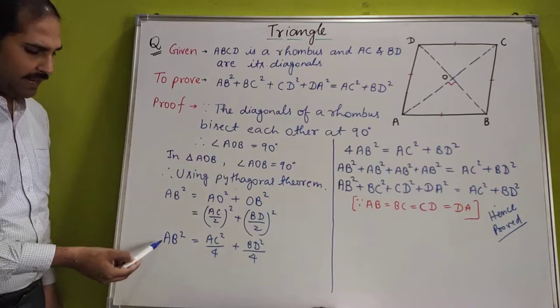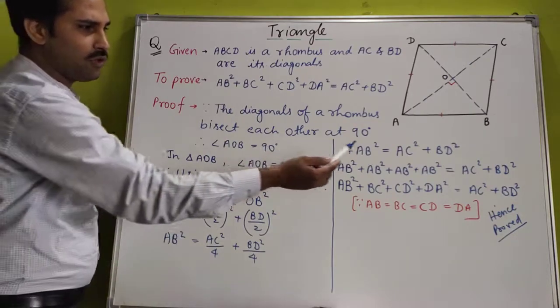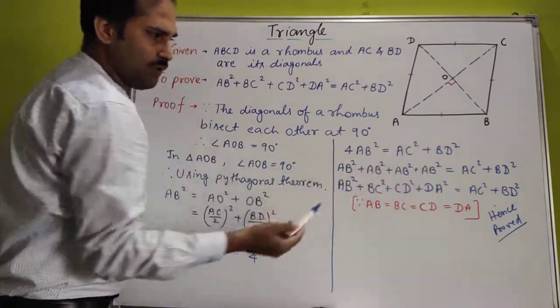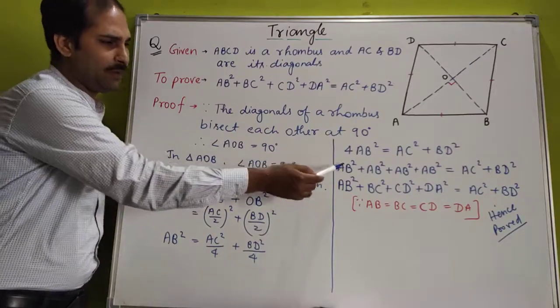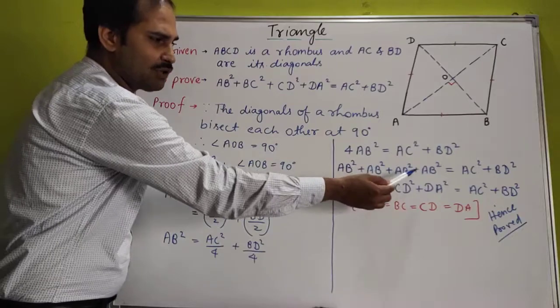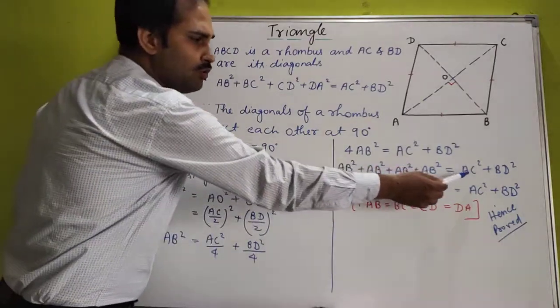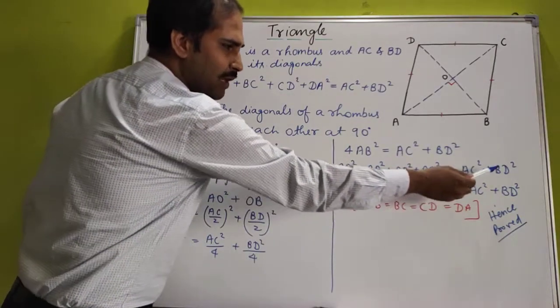And when we cross multiply it, it becomes 4AB square is equal to AC square plus BD square. As 4AB square can be further split up into AB square plus AB square plus AB square plus AB square, is equal to the sum of square of diagonals, that is AC square plus BD square.